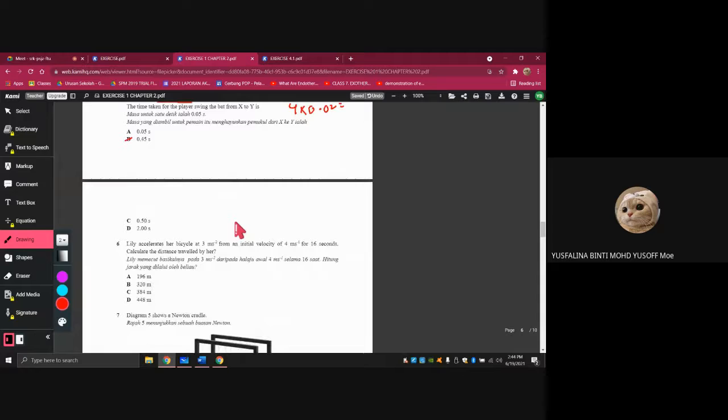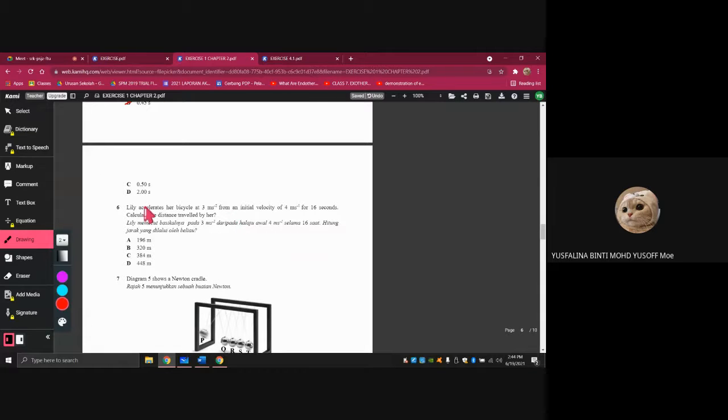Okay, for number 6, Lily accelerates her bicycle at 3 meter per second squared. So A is 3, acceleration from an initial velocity of 4. So U is 4, right? And then how long? For 16 seconds. So T is 16. And they ask you to calculate the distance.